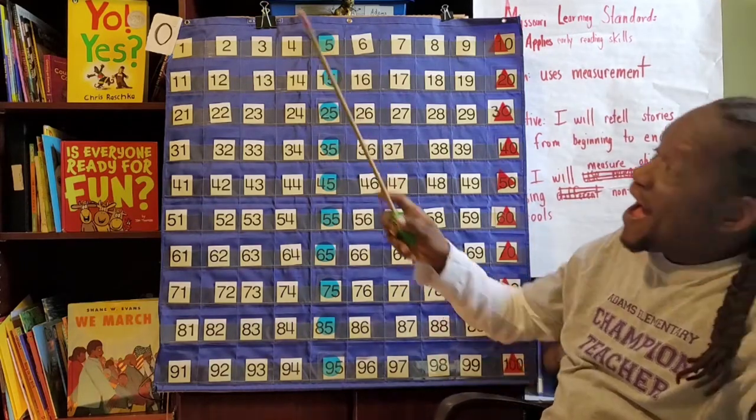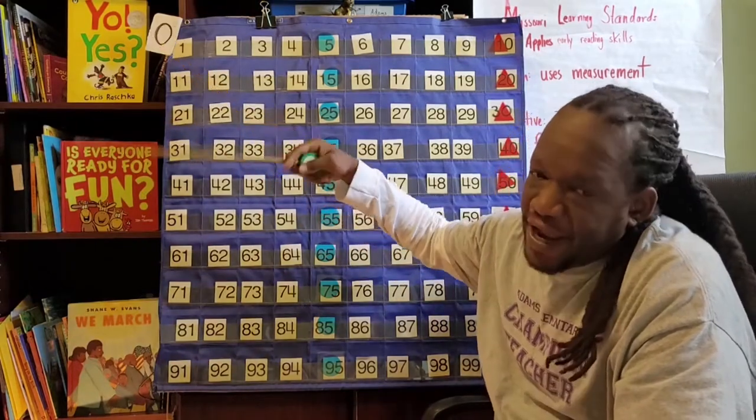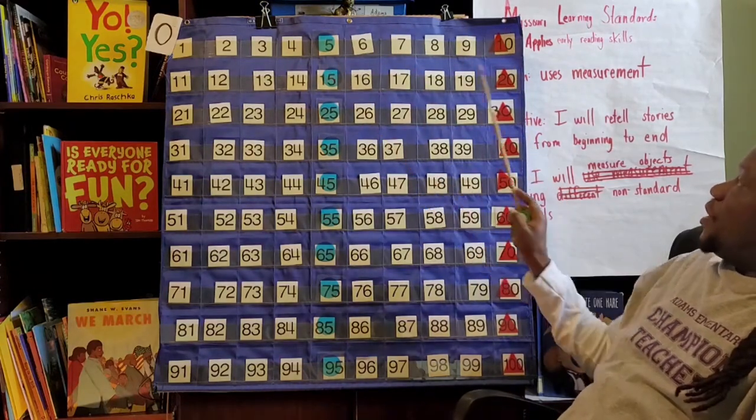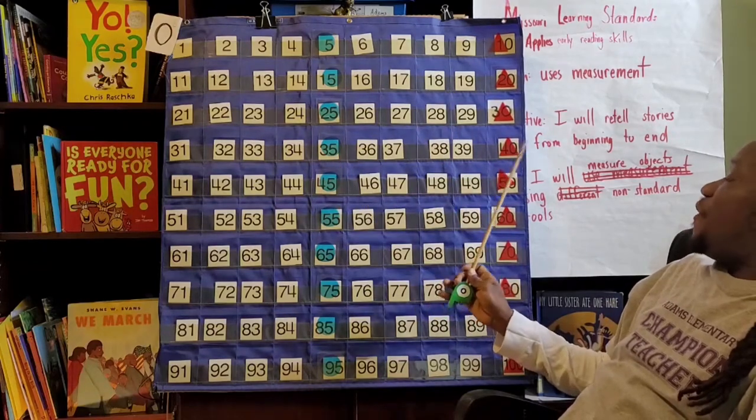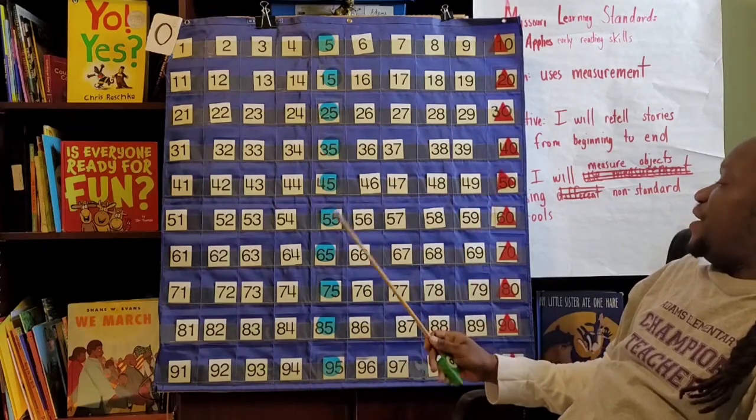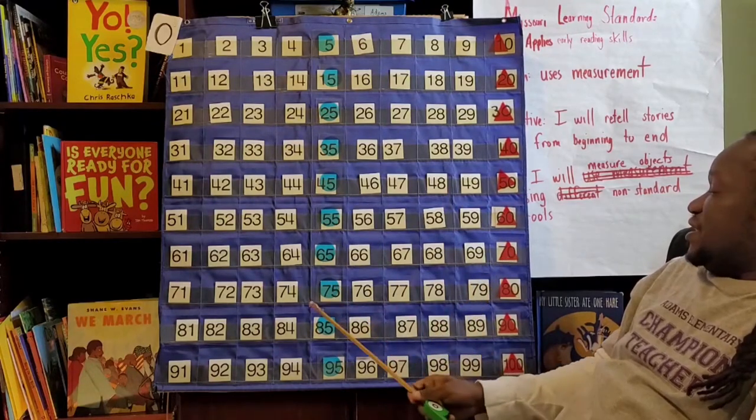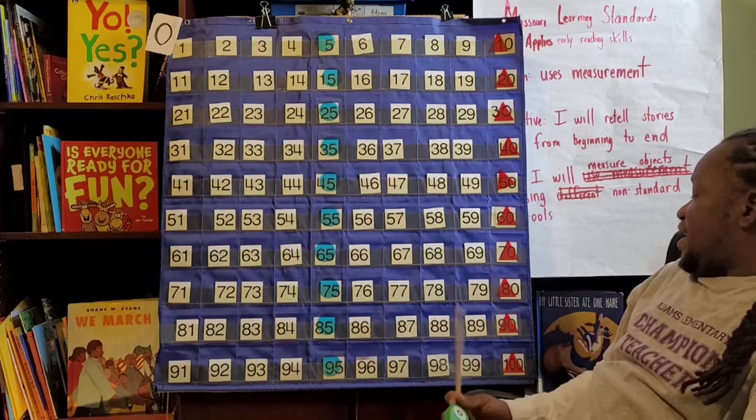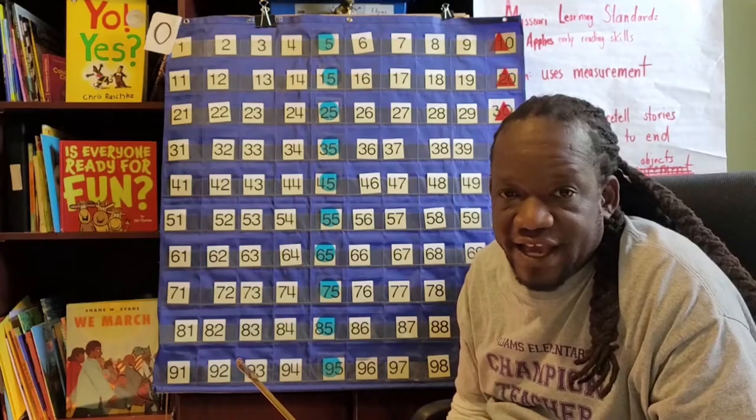Now we're going to count by fives. Let's go. Remember, fives is just like one of those patterns, right? Or adding by fives. Let's go. 0, 5, 10, 15, 20, 25, 30, 35, 40, 45, 50, 55, 60, 65, 70, 75, 80, 85, 90, 95, 100. Ooh, you all are getting good at counting by fives.